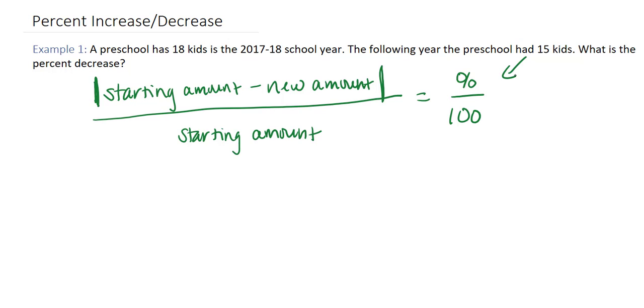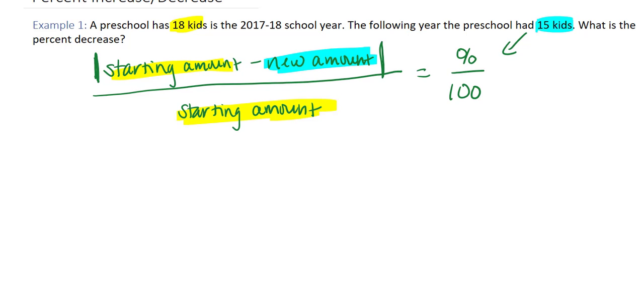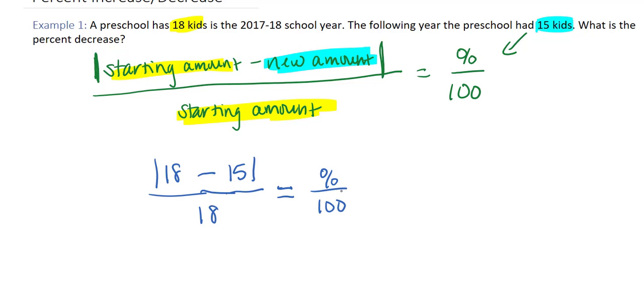So let's fill in everything we know. The starting amount will be the 18 kids, so we have to put 18 in two different places. What's the new amount? The new amount is 15 kids, because that would be the next year. So let's fill in all the numbers. We have the starting amount, so that's 18 minus 15, take the absolute value, put that over 18, which is equal to the percent over 100.